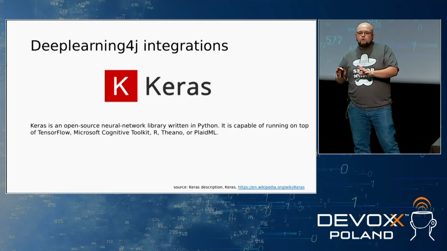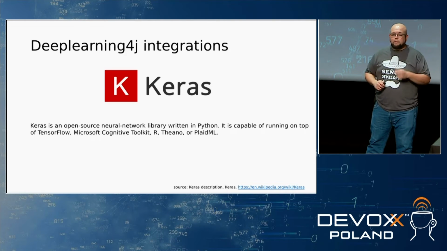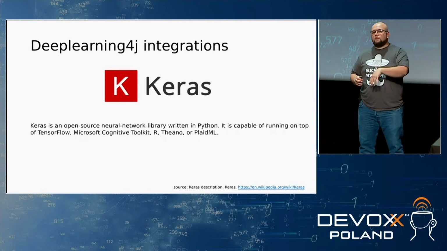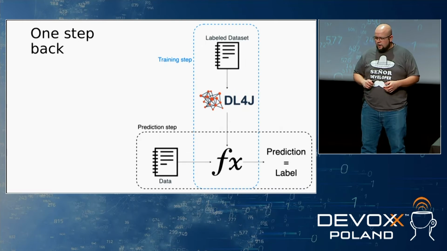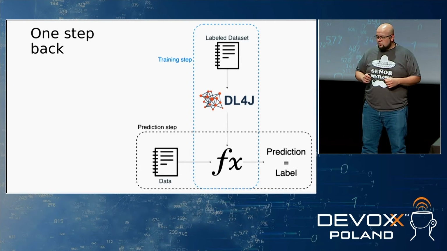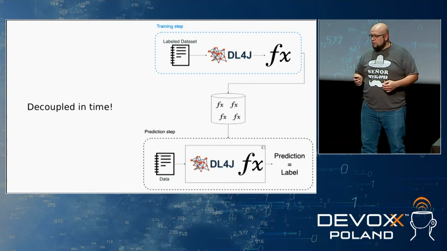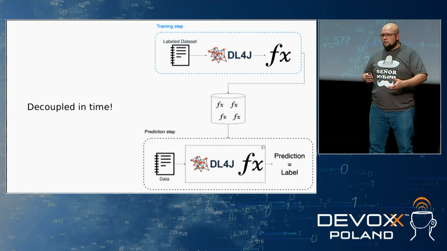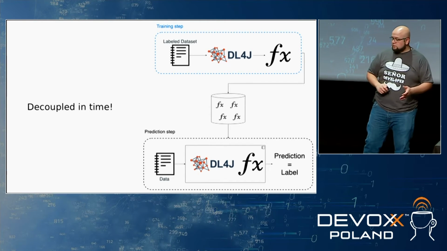So first of all, I need to mention a little bit what Keras is. Keras is an open source neural network library written in Python, and it works on top of other frameworks or other tools, for example, TensorFlow. So let's go one step back. We say that we have the training step and the prediction step. And in practice, they are decoupled because you are exporting this model, and you are storing it somewhere. In this case, it was on the file system.